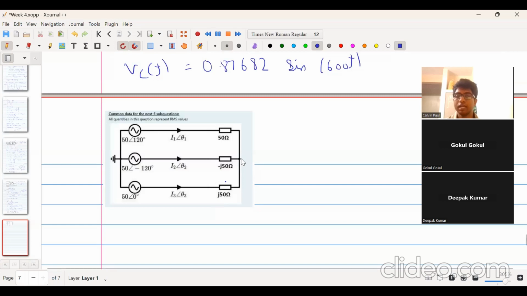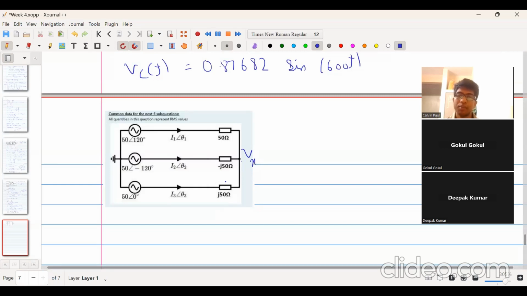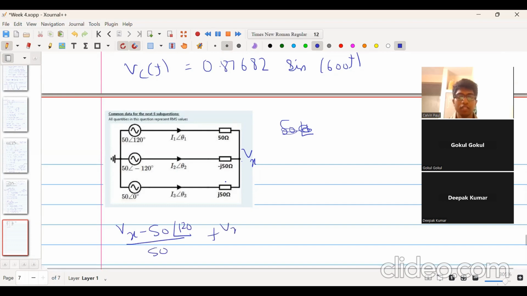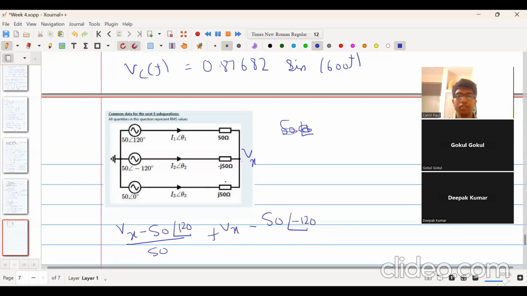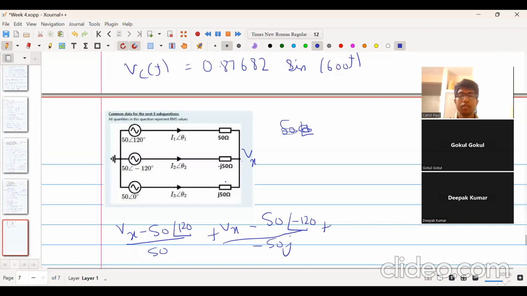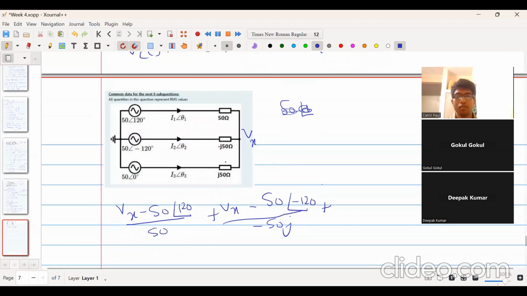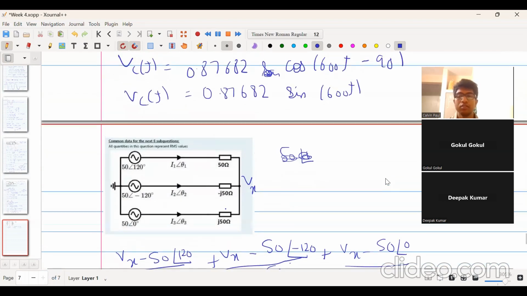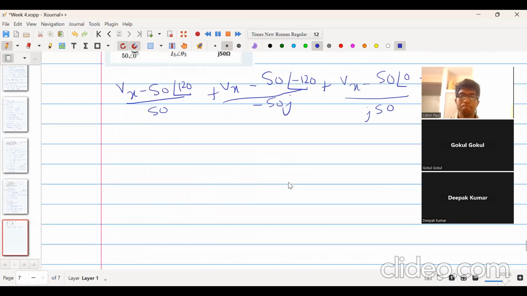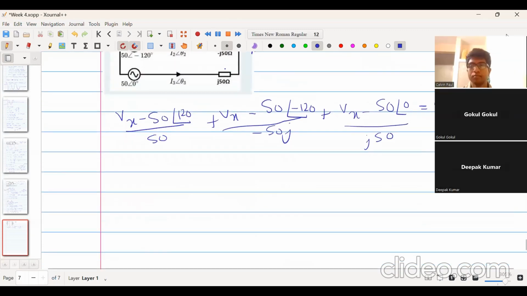Now we will apply KCL and we will assume this node to be some voltage Vx. So when we apply KCL at the node Vx, we get Vx minus 50 angle 120 divided by 50 plus Vx minus 50 at an angle of minus 120 divided by minus 50J plus Vx minus 50 at an angle 0 divided by J50, equal to 0. Alright? Any doubts in this? No, sir.